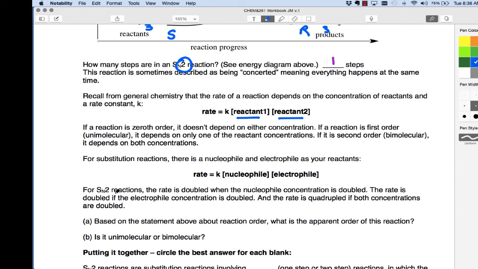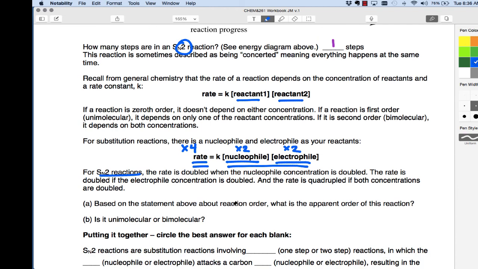So for Sn2, notice that if you double the nucleophile, that's going to double the rate. And if you double the electrophile, that should double the rate also. So when you have both of them doubled, that will quadruple the rate. Okay? So nucleophile times 2, electrophile times 2, concentrations. That means you have an effect of quadrupling the rate. All right, so the apparent order of this reaction is second order, which is called bimolecular.